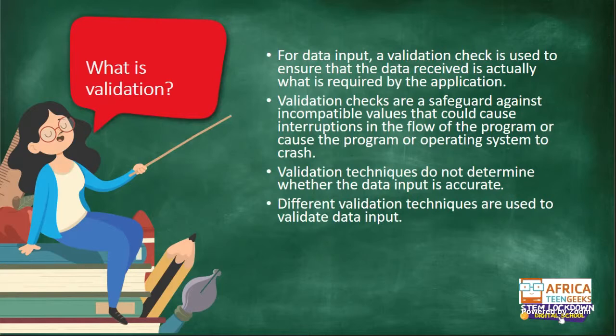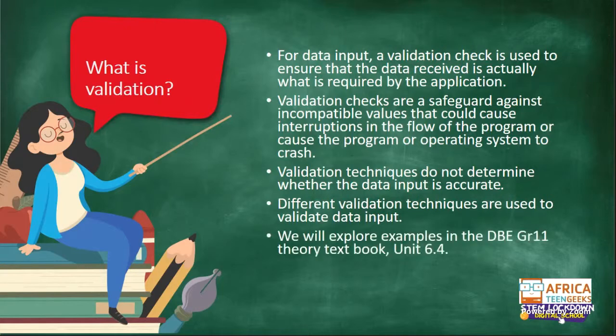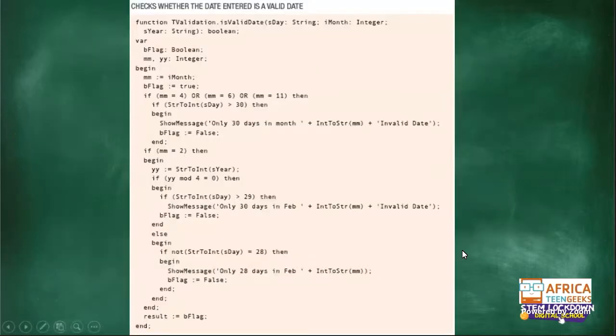And then there are different validation techniques that we explored in Unit 6.4 of the DBE Grade 11 theory. Why did I say theory here? That's not right. That's the practical textbook. Guys, this is my mistake. It's the DBE Grade 11 practical textbook, Unit 6.4. If anybody picked that up on Friday, my apologies for that. And we're just going to carry on with the next example.